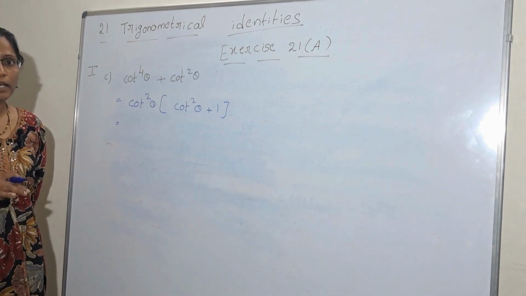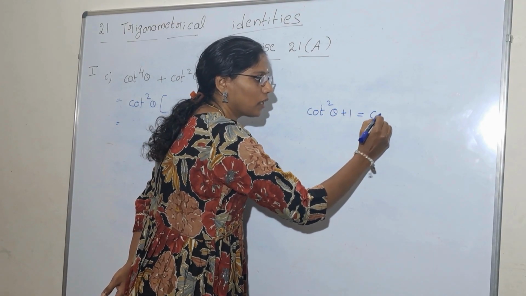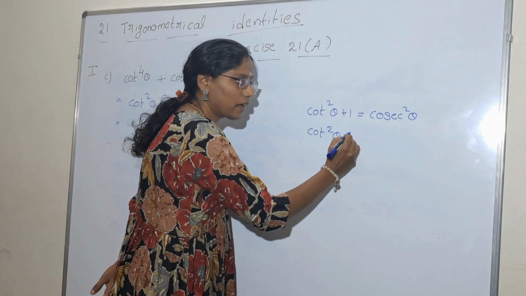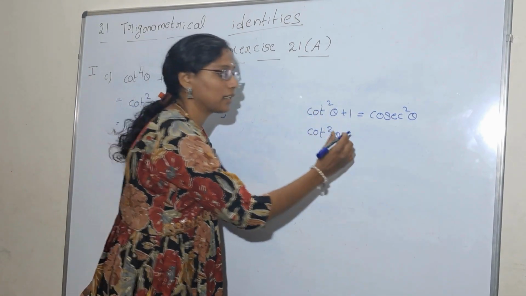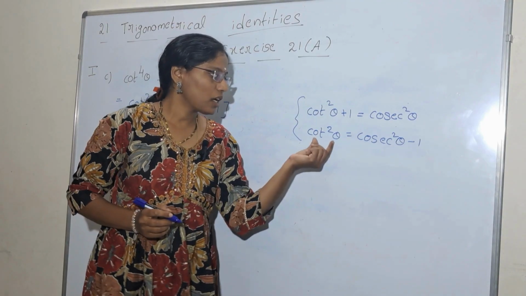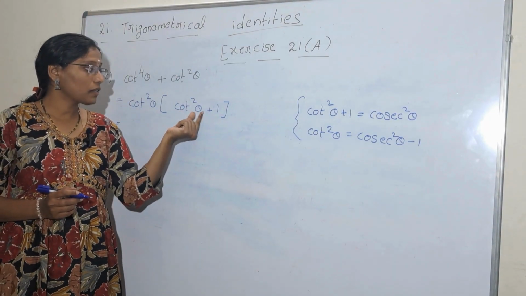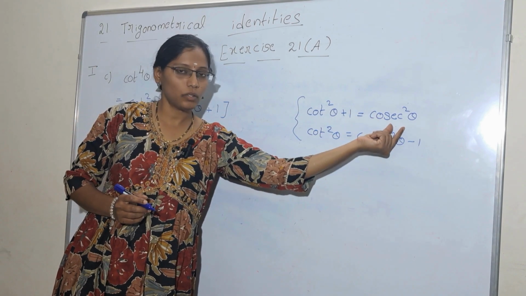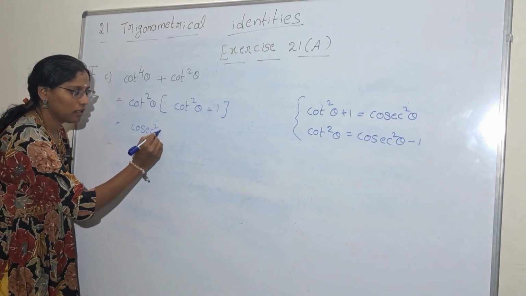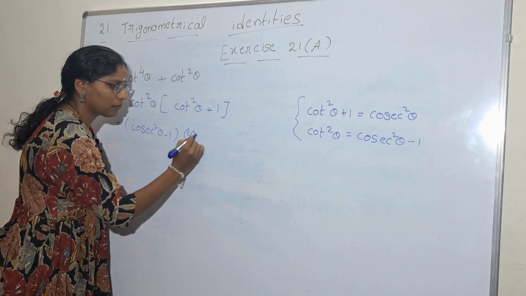We have an identity, and we have to use that identity. Cot square theta plus 1 is equal to cosecant square theta. Here we need cot square theta. Cot square theta is equal to cosecant square theta minus 1, shifting the 1 to the right side. Instead of cot square theta, we have to write cosecant square theta minus 1. Next, cot square theta plus 1 is cosecant square theta. Here, cosecant square theta minus 1 plus cot square theta plus 1, giving cosecant square theta.